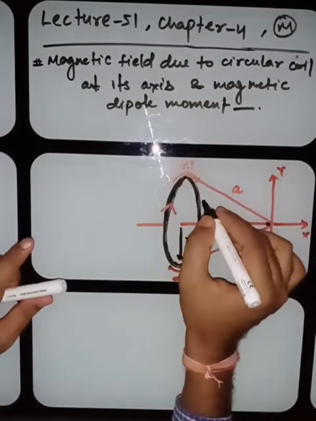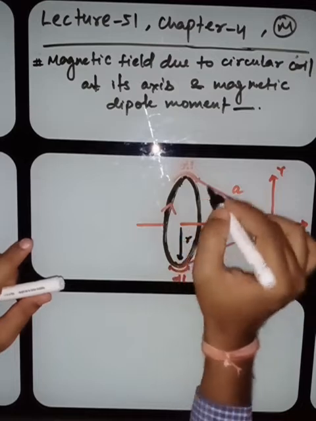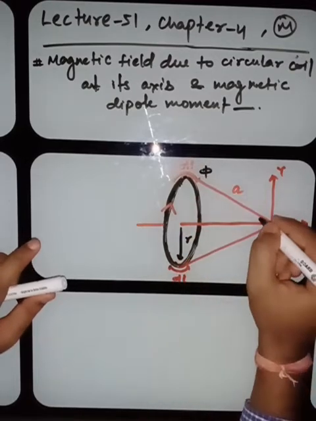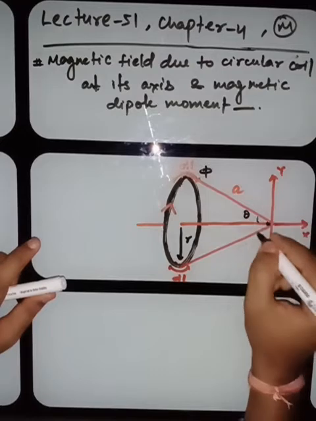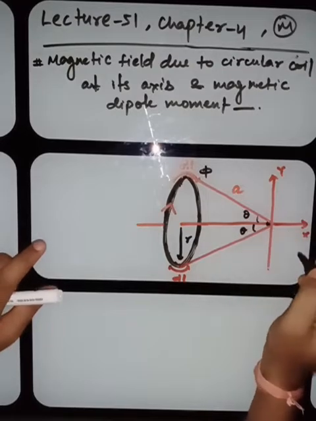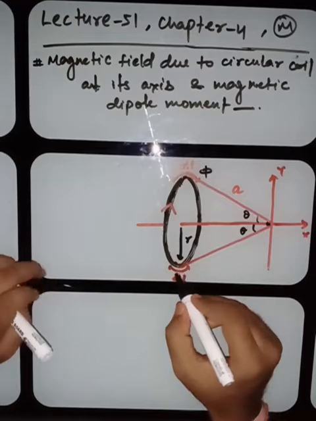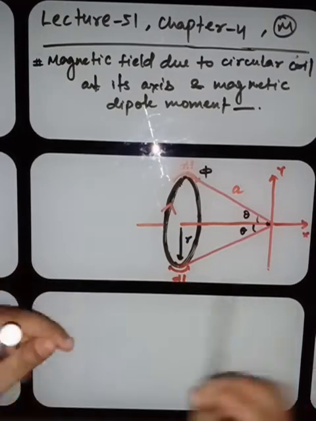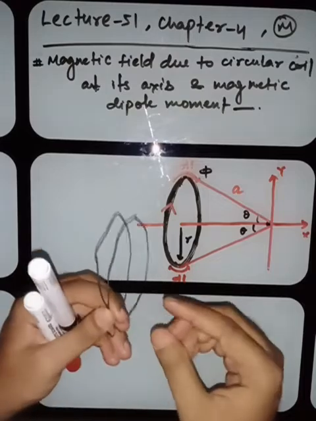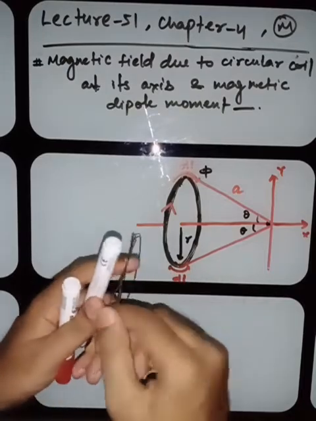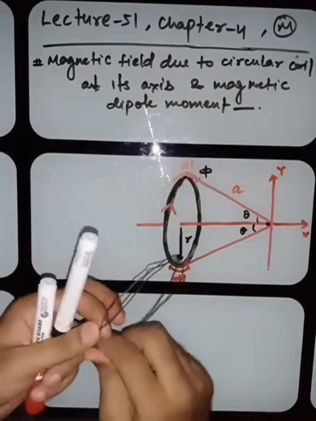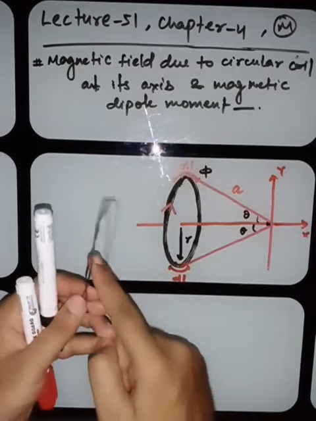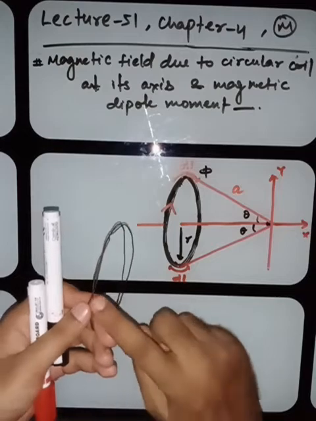This angle that dl makes with this one is suppose alpha, and suppose this angle is theta. This angle is also theta. Due to this elemental length, what will be the direction? This was the elemental length, here the two conductors actually. This was the elemental length, and the current is going in this direction.